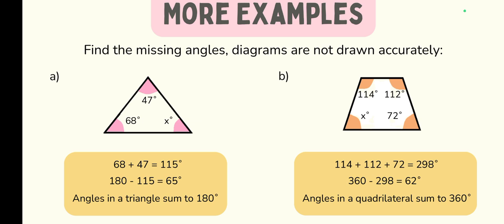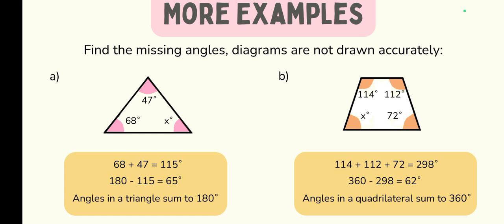In a similar way, in number B, we can see that this is a quadrilateral, and we have studied that the angles of all quadrilaterals will always be equal to 360 degrees. So x plus 72 plus 112 plus 114 will be equal to 360. Now 114, 112 and 72 will give you 298.